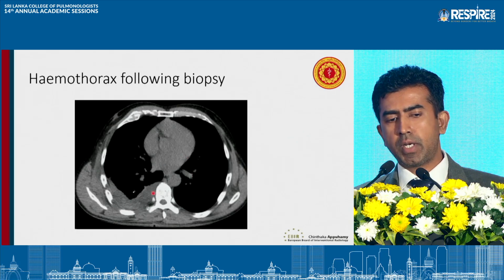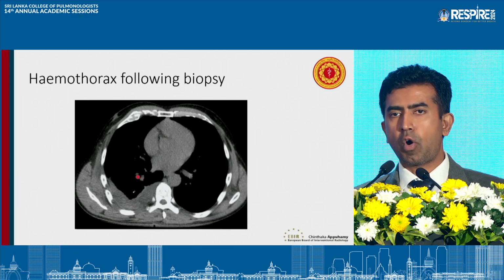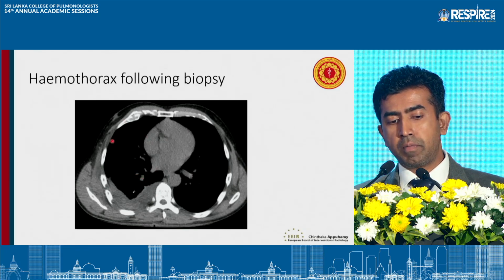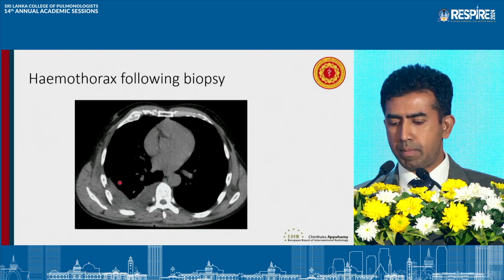But in this patient, the pneumothorax is rare, but it is a complication. So we may need to insert an ICD tube or a large-bore pigtail drainage to relieve the symptoms.